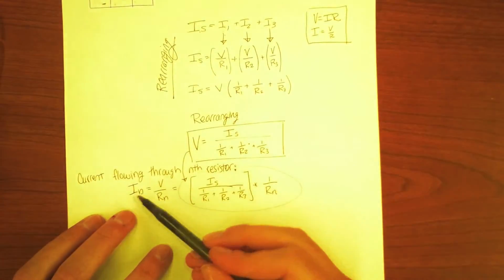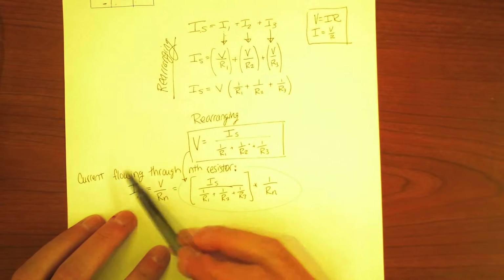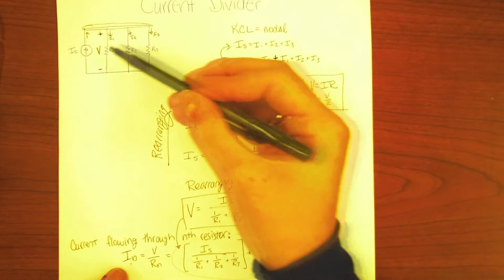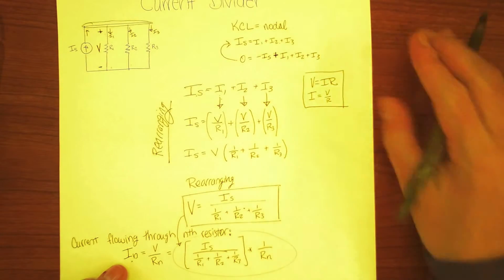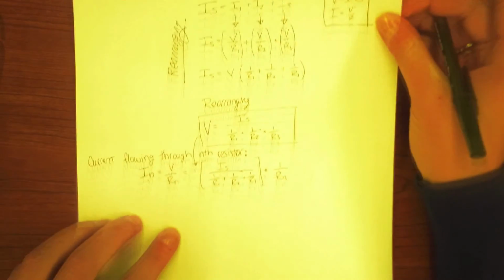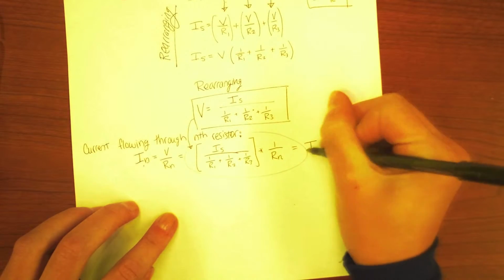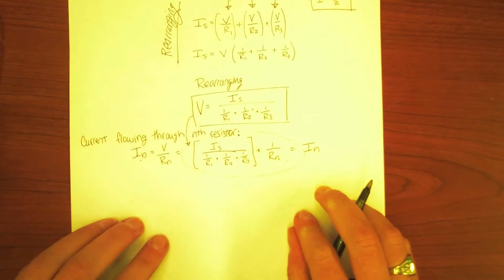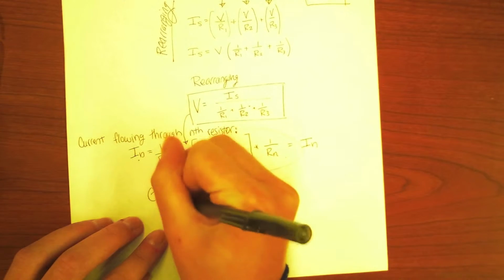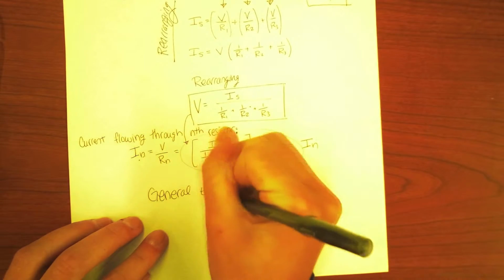But if they're asking for IN, the current flowing across one of these resistors, you still have to find V. So just know what the question is asking. But again, this is IN. This equation is, next we're going to write our general equation.